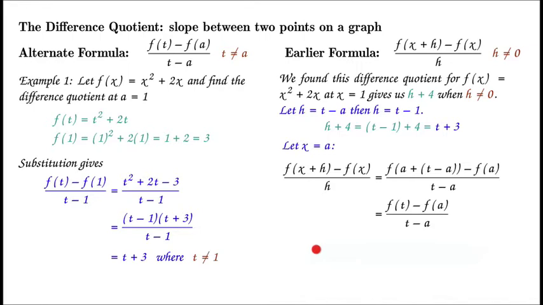So let's look at that. Remember, for our earlier formula we looked at, we needed h not equal to 0. Well, remember, we're making h equivalent to t minus a, so this h not equal to 0 becomes t minus a not equal to 0, and another way to write t minus a not equal to 0 is to write t is not equal to a. So we see that we actually have equivalent formulas between these two definitions listed here on the top.